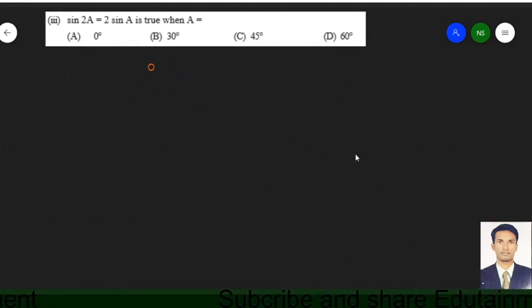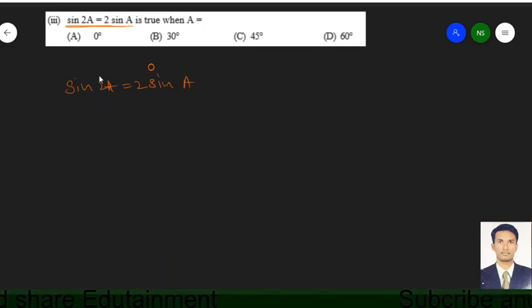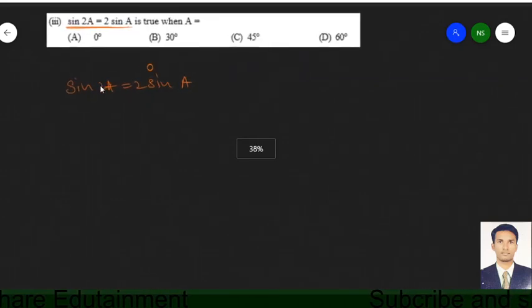Okay, for which value the statement is true? If we substitute in the place of a one of these particular 4 values, this statement is true. That one we need to find out. Let us check one by one. Sine 2a is equals to 2 sine a, they have given.